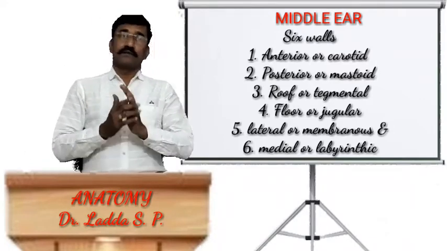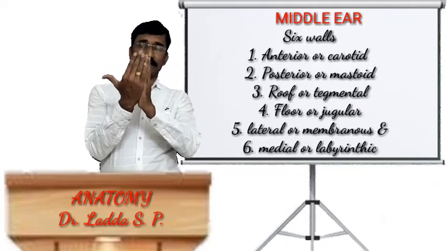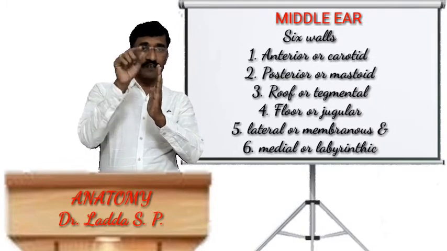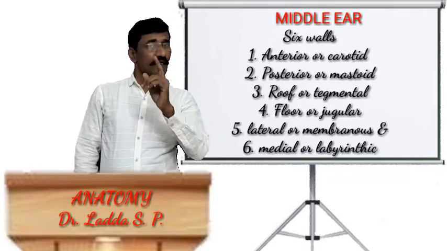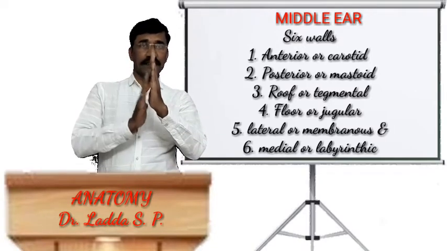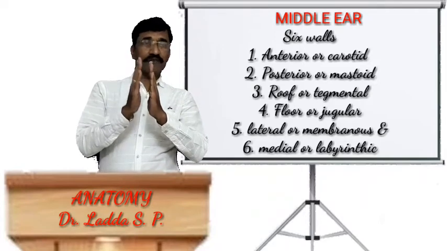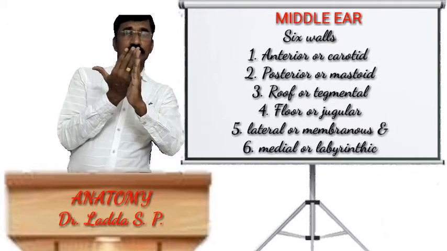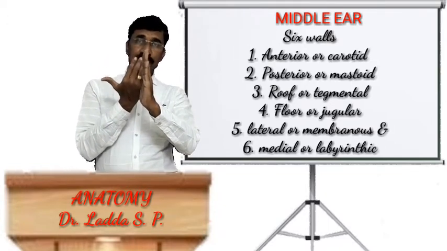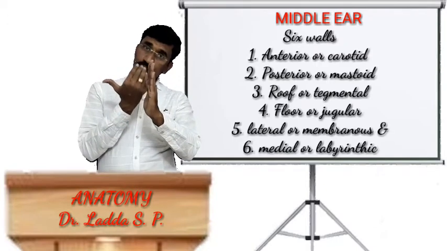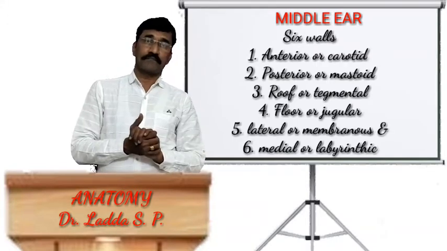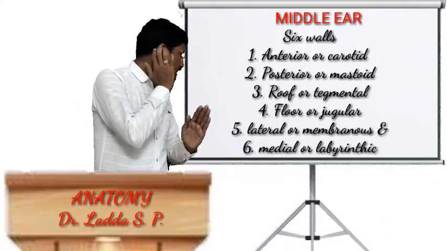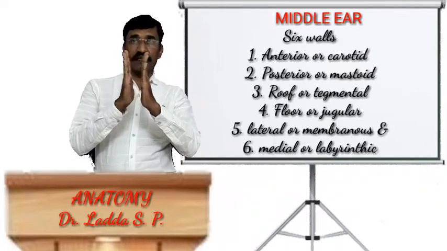Among the 6, the partition toward the anterior side you can call the anterior wall or the carotid wall, because it is a partition between the middle ear and the carotid artery. In the same sense, the posterior wall, toward the posterior side, is also known as the mastoid wall, because it works as a partition between the mastoid process and the middle ear.